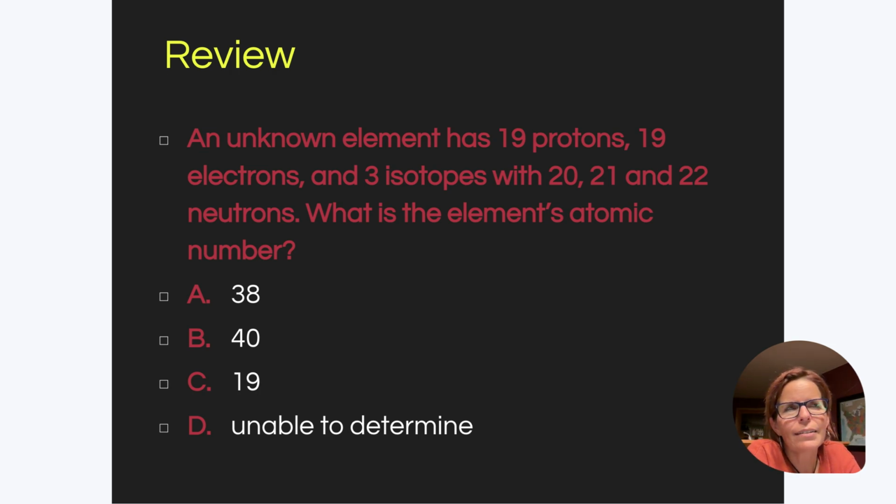Now, if we wanted to calculate the atomic mass, that's not what they're asking here. They're asking for atomic number. But if we wanted to calculate the atomic mass, remember that's the average atomic mass. In order to do that, we would need to know what percent of the isotopes have each mass. They didn't give us that information, so we can't calculate the average atomic mass. However, we can figure out the atomic number. The atomic number is the number of protons. They told us 19 protons, so 19 is the correct answer.